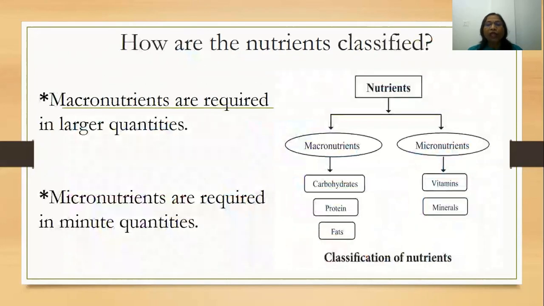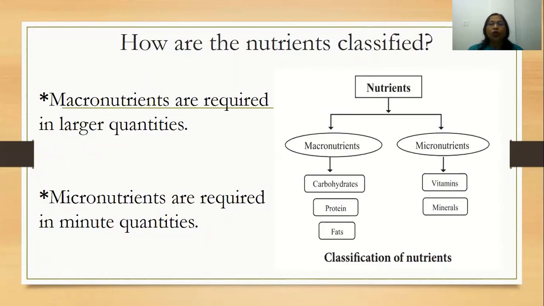On the basis of that, nutrients are classified into two types. Both are very important, but on the basis of requirement, nutrients are classified into macronutrients and micronutrients. Macronutrients are the nutrients required in larger quantity, and micronutrients are the nutrients required in smaller quantity. So children, carbohydrate, protein and fat are macronutrients because they are required in larger quantity. And vitamins and minerals are required in smaller quantity, so they come in the category of micronutrients. Both are equally important, but they are classified on the basis of the requirement of our body.